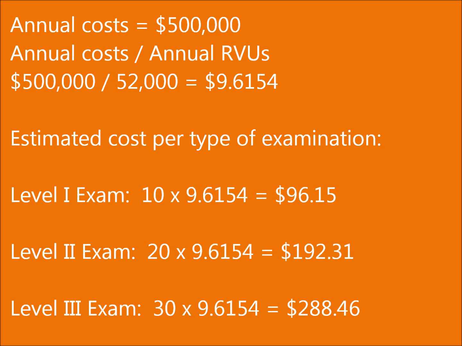Now we're going to take that figure and multiply it by the required RVUs for each exam. So for Level 1, we multiply 10 RVUs by the 9.6154, and that will give us $96.15. For the Level 2 exam, we multiply the 20 RVUs by 9.6154, and that gives us $192.31. And for Level 3, we multiply 30 RVUs by 9.6154 to give us $288.46. And these are the estimated costs per type of examination.